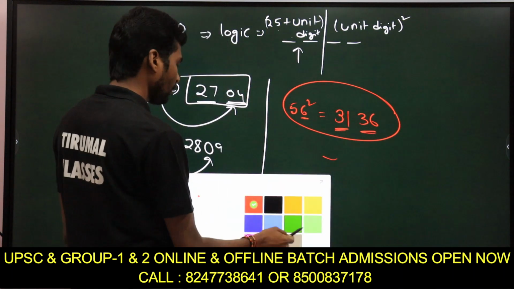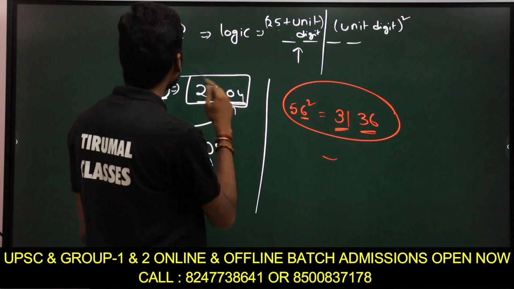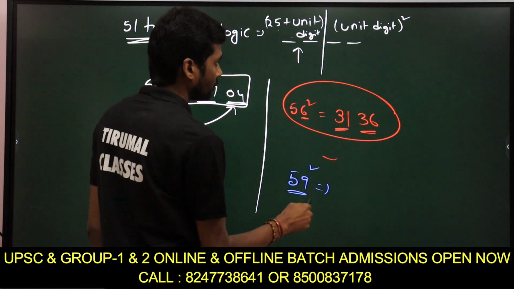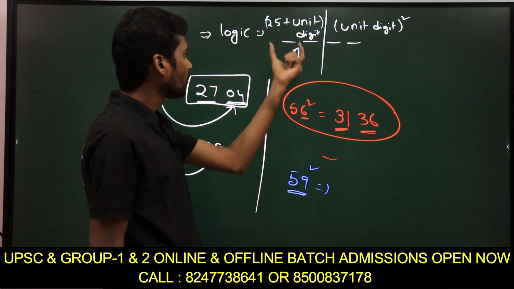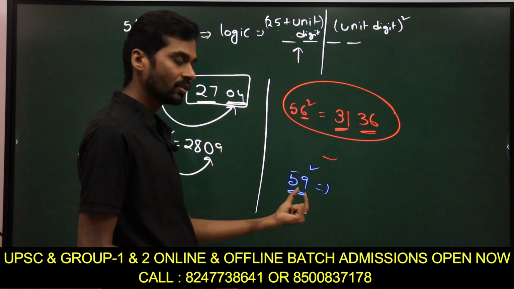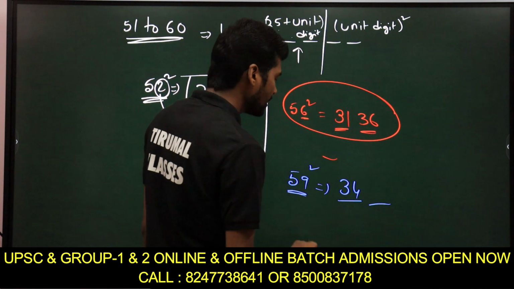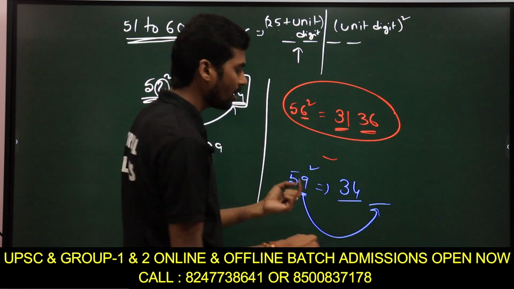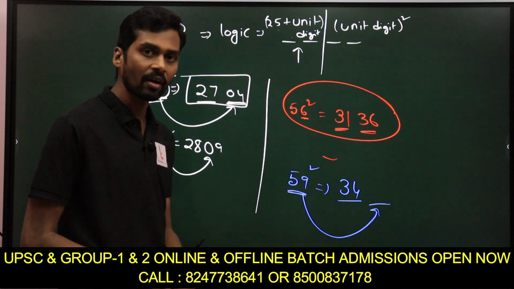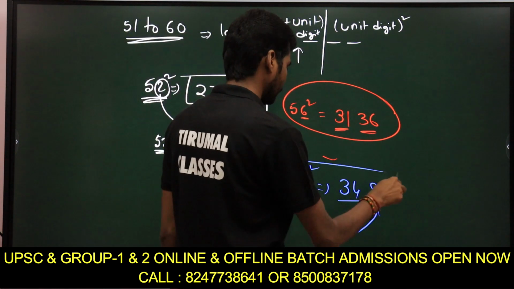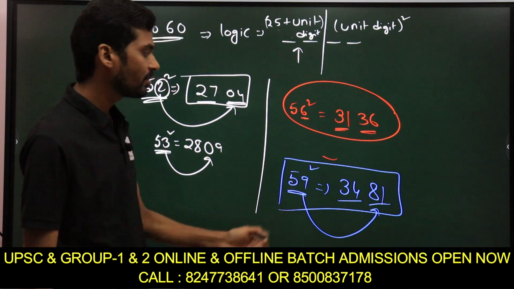Let's take another number from 51 to 60. 59 square. The first 2 digits are 25 plus unit digit. 25 plus 9 is 34. The next 2 digits are what? Directly take the square of the unit digit. What is the unit digit we have? 9. 9 square means 81. So 59 square is what?